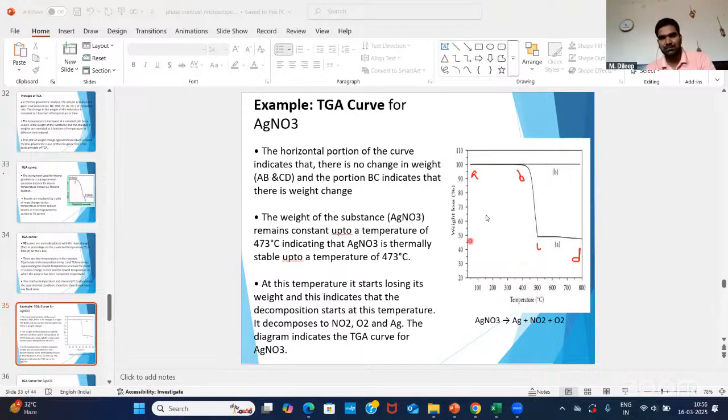I hope you understood this diagram. Here from A to B, the weight of AgNO3 is not changing. After 473 degrees centigrade, as the temperature is increased gradually to higher temperatures, the AgNO3 is rapidly falling and decomposing, and it is thermally stable again at 50 grams. At C to D, here also it is flat. So this is the TGA curve for AgNO3.